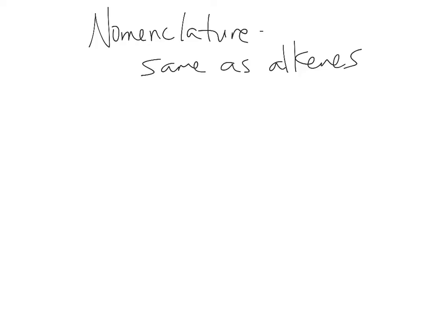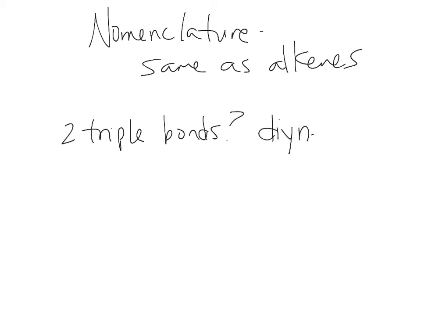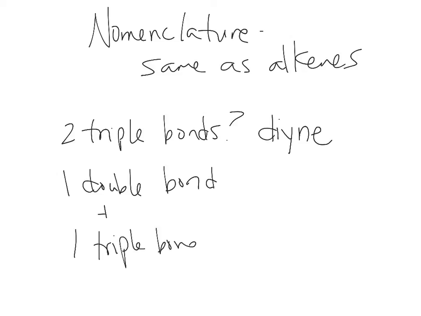You're going to look for the longest chain that contains both carbons of the carbon-carbon triple bond together, and that's going to be your longest chain that you're going to name as your root or your parent. If you have 2 triple bonds, you're going to name it as a diyne, and if you have a double bond and a triple bond, it's going to be called an enyne. That would be an enyne.